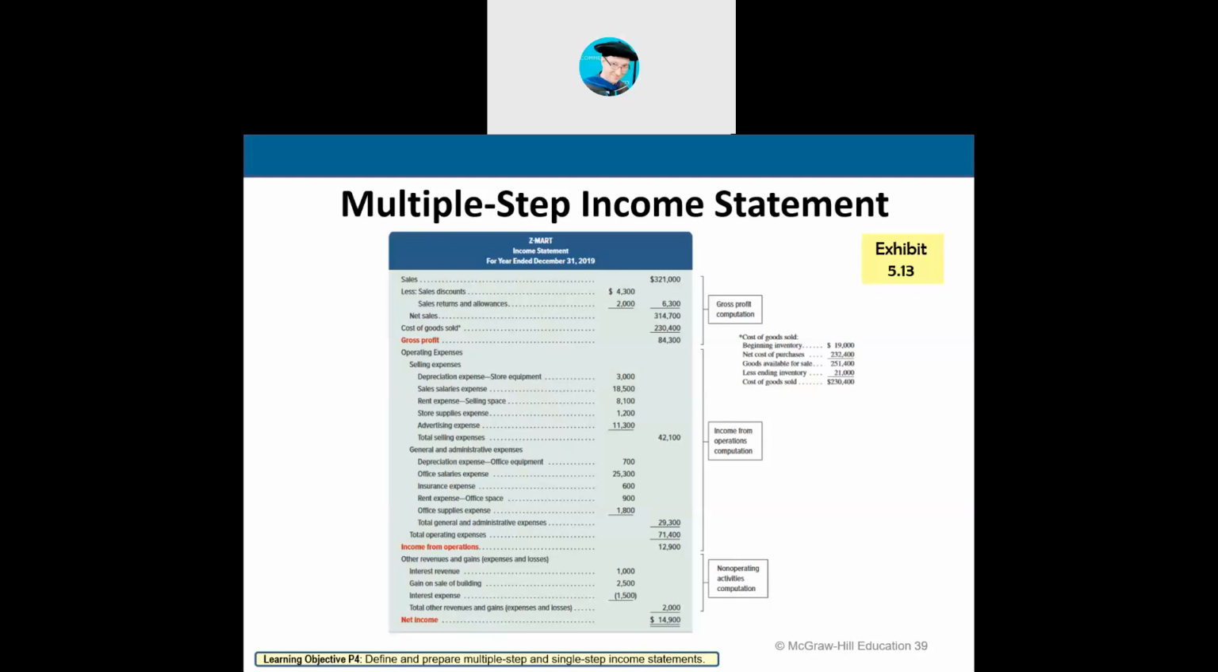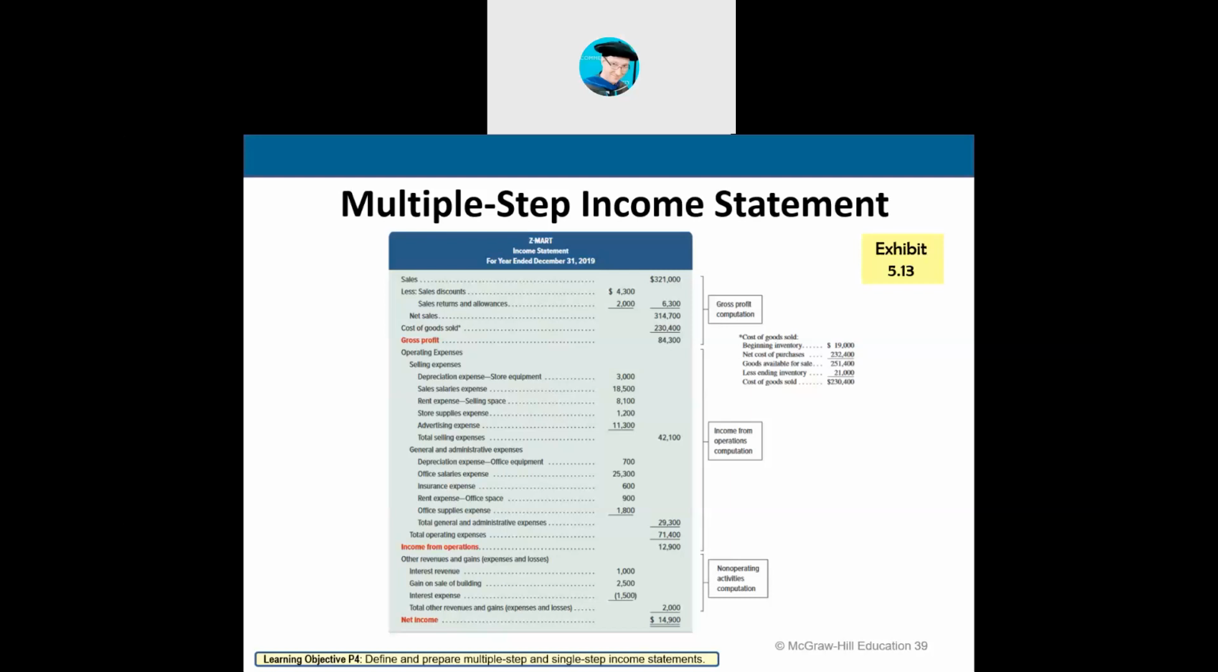On a multi-step income statement, you have sales minus sales discounts minus returns and allowances equals net sales minus cost of goods sold equals gross profit minus your operating expenses equals your income from operations, plus or minus your other, we call it other.